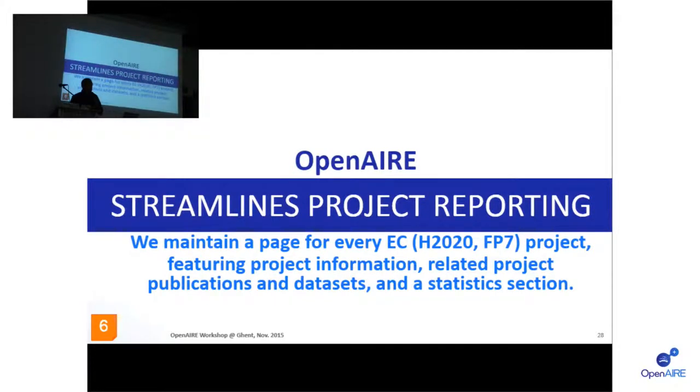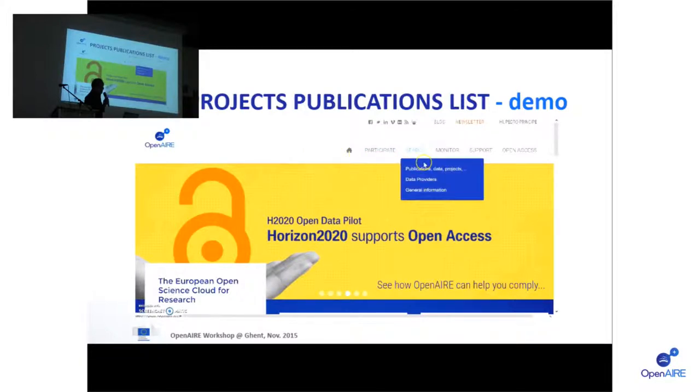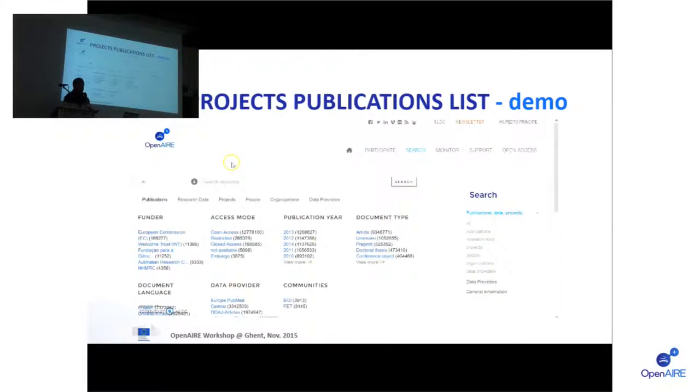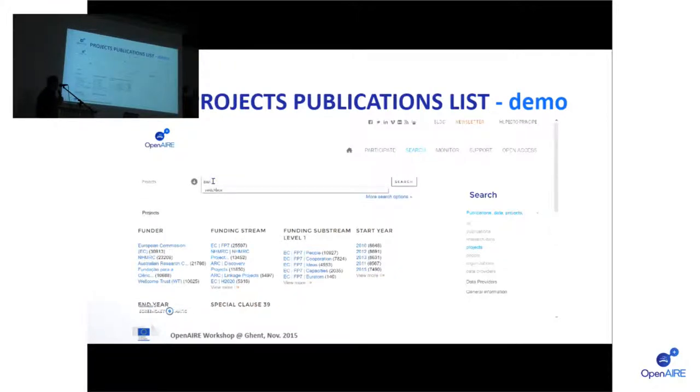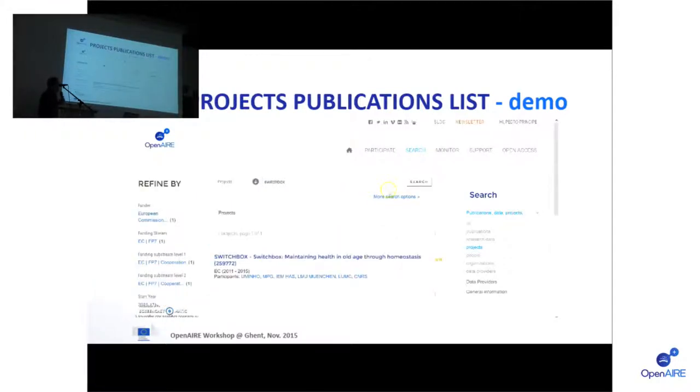The other tool is the project page. In the OpenAIRE portal, all the funded projects have a specific page. It's a very useful page. You can search for the project and access the specific page. We have lots of different types of information: data, publications, people, organizations, but we have a specific tab for projects, so you can search. I'm searching in this demo the project Switchbox. You just search and you can access the specific page of this project.